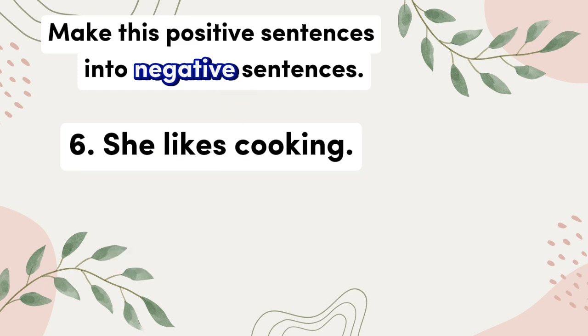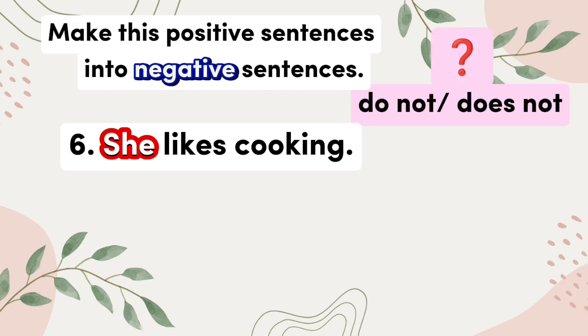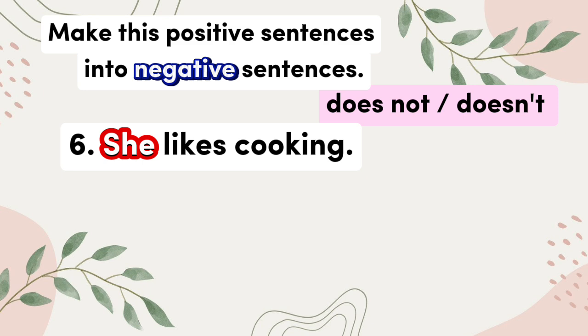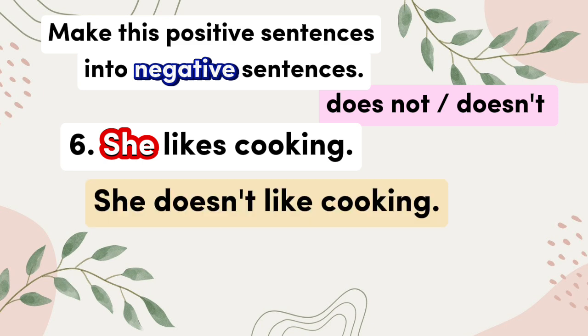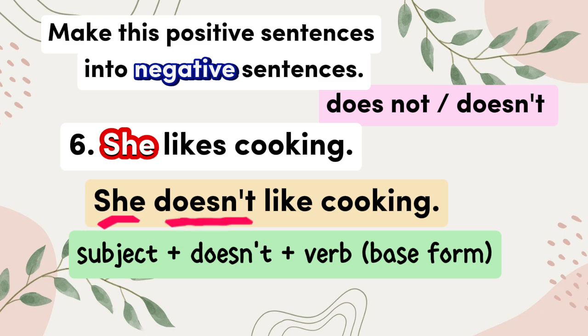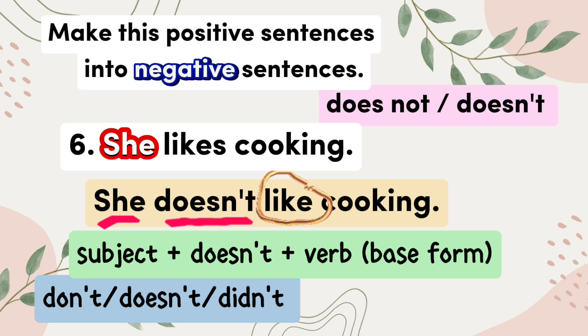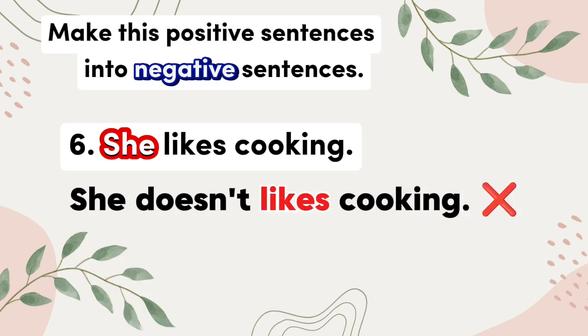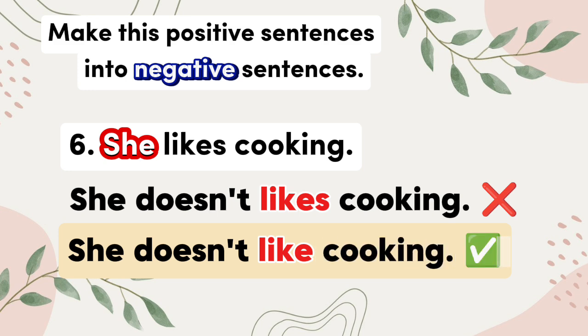So, going back to the sentence, how can we make this sentence negative? Our subject is she. So, which one should you use? Do not or does not? Of course, it should be does not or doesn't. The answer is she doesn't like cooking. She is the subject, doesn't, plus like in its base form. So, always remember this rule. If you will use don't, doesn't, didn't, the main verb should always be in base form. So, it's incorrect to say she doesn't likes cooking. It should be she doesn't like cooking.